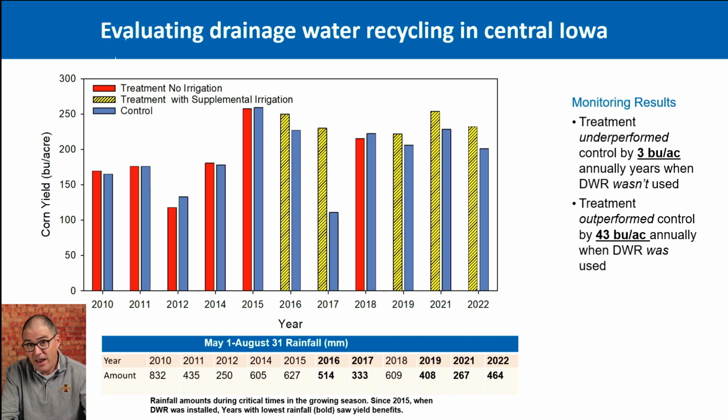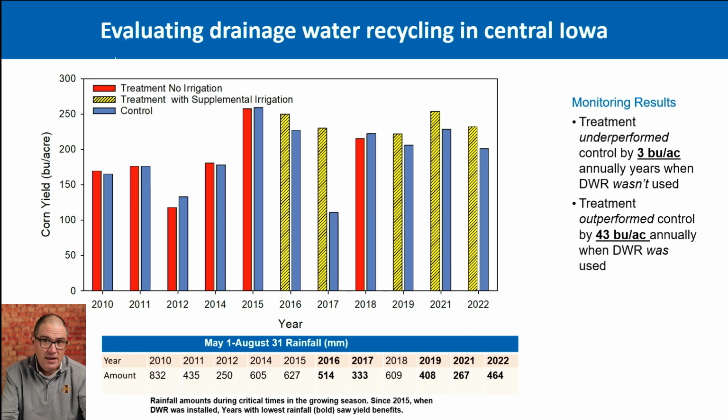And if we look at it on average for those 5 years, it's a 43 bushel per acre annual increase with drainage water recycling. You'll notice a couple of the years, especially 2017, had the greatest benefit, over 100 bushel yield benefit. That was a year when we had very low rainfall, specifically in June, locally what they call the flash drought. They were able to start irrigating in that year and saw a really substantial yield benefit.